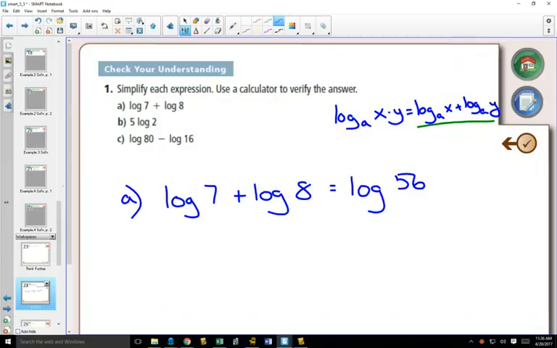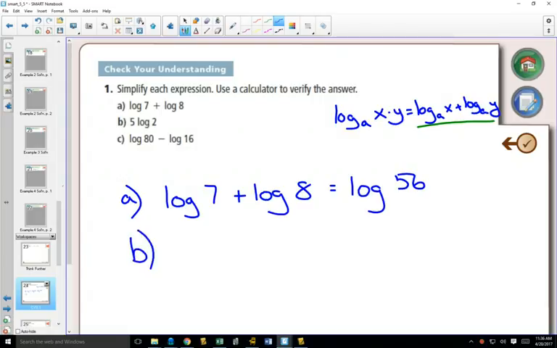Although if we were estimating this, log of 56 we know is between 1 and 2, and we'd probably get a better estimate from that. Then these are both between 0 and 1, but you wouldn't know how big they are. Does it go past 1 or not? If you wanted to do an estimate.